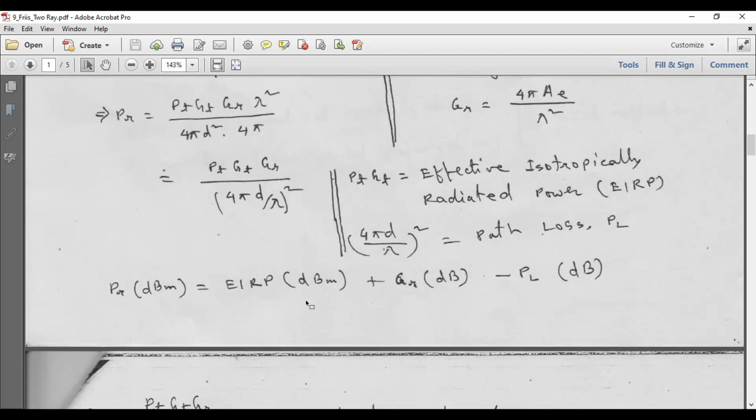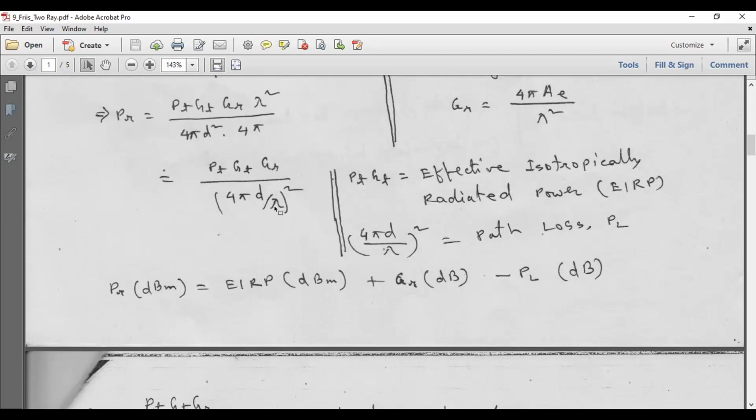No, actually the whole thing you are showing in dB form. You just take log base 10 of this whole thing divided by 1 milliwatt. 1 milliwatt is your reference. So the whole power on the right hand side, you can also show as dBm, right? The whole thing dBm. Yes.